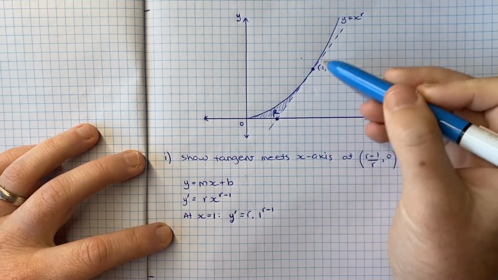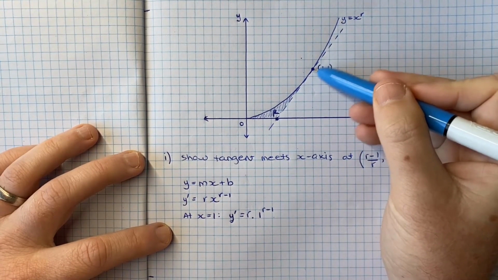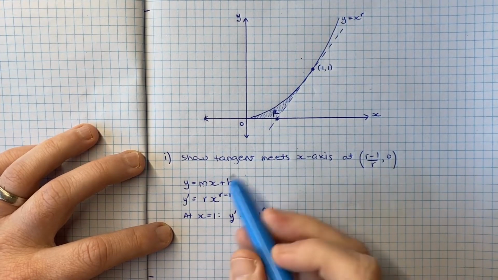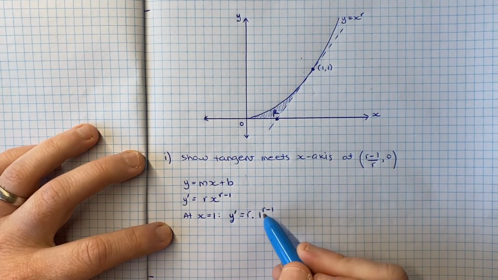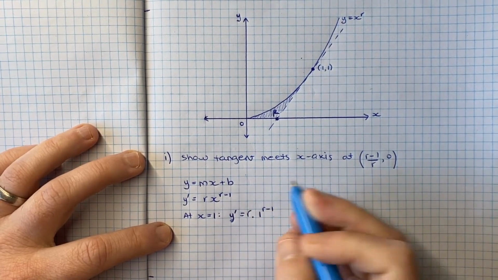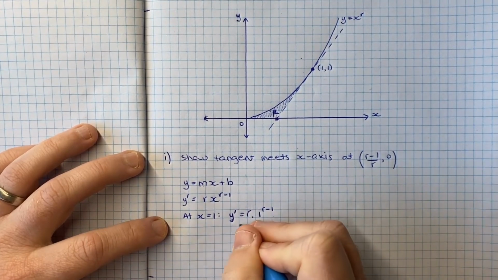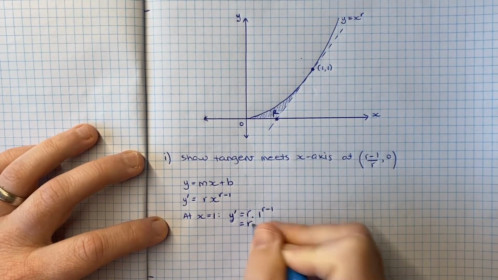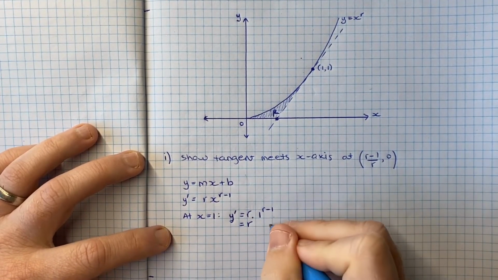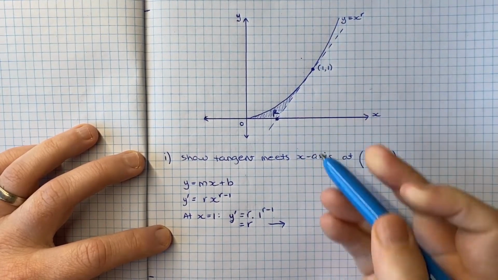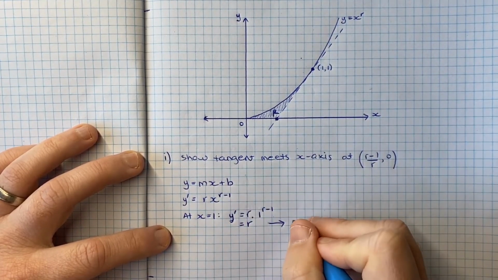So basically we're saying at this point of the curve, the gradient of the curve, which we can find using the first derivative, is r times x to the r minus 1, but x here we've said is 1. So 1 to the power of anything is just 1. That means our gradient is just r. So that means that the gradient of this whole straight line here, m, is equal to r.